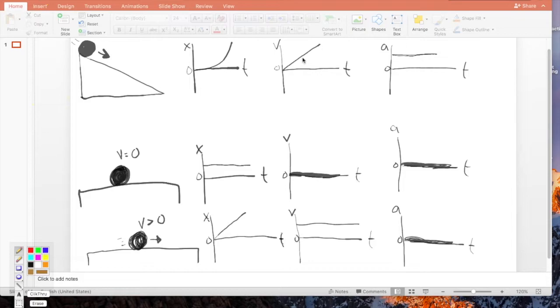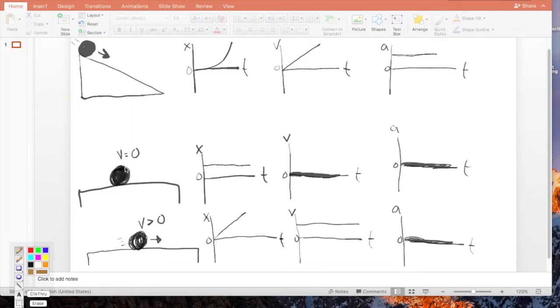So the velocity is changing. The velocity is becoming more and more positive. It's moving faster and faster to the right, which means it has some constant acceleration. It's moving down the hill. This is the most boring example, but it is important for us to look at.